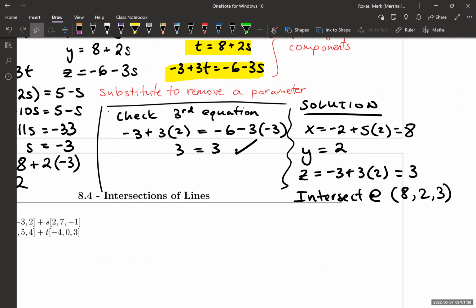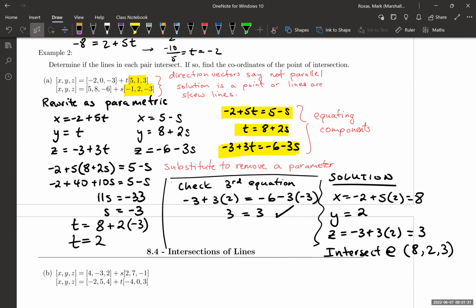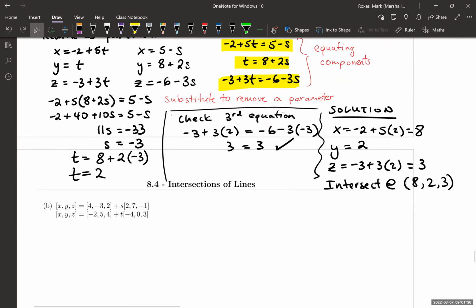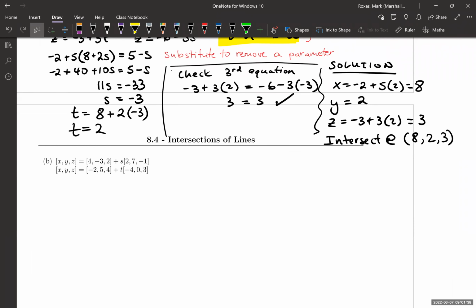The next page, we got another pair of vector equations. Start off the same process, check their direction vectors. I see I have 2 different direction vectors. They're not scalar multiples of each other. So my conclusion, first of all, is that they are non-parallel. So direction vectors say that they are non-parallel. Okay. So again, we have a situation where, hey, maybe I could have a point of intersection, or maybe I have skew lines.